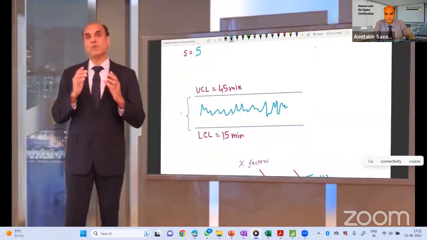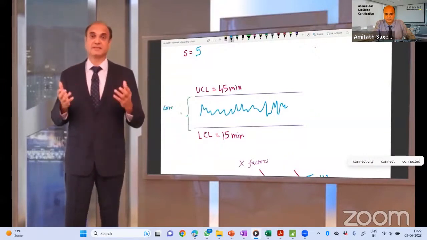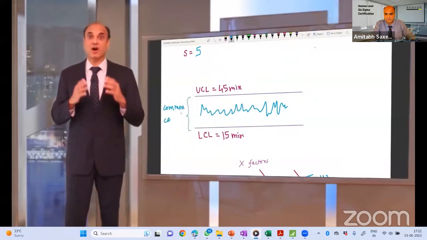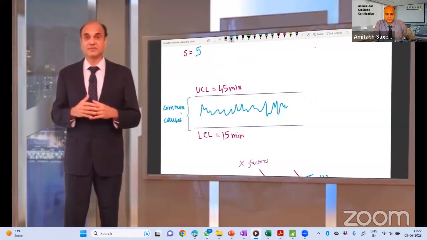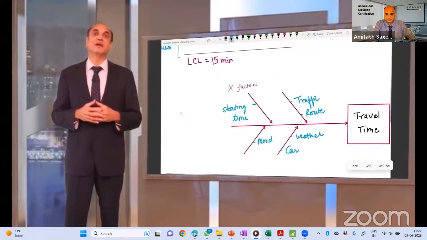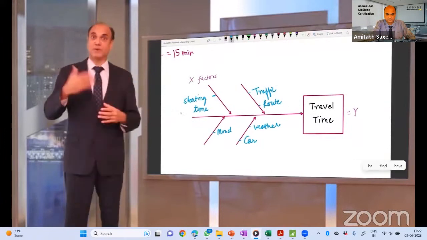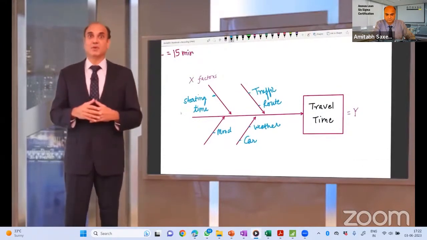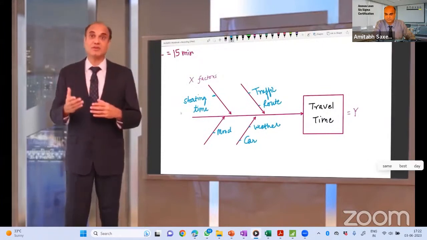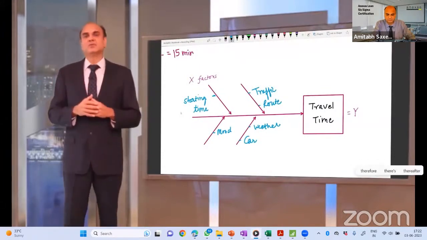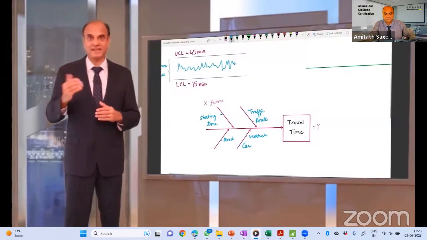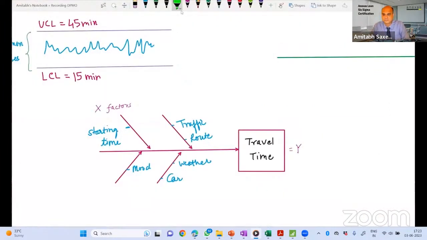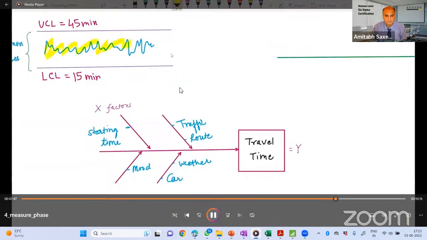If someone asks me why this variation between 15 to 45 minutes is there, I can tell him that it is due to common cause variation. What is common cause variation? The variation between 15 to 45 minutes is due to lots of factors. These factors can be the traffic on the road, the weather, the car I use, my mood, or it can also depend on at what time I start from my home. So a lot of factors, which we can call X factors, are affecting the travel time, which is the Y here. So I can make the statement that the variation between 15 minutes to 45 minutes is due to the common causes, meaning all the causes are acting on my system and producing this variation.